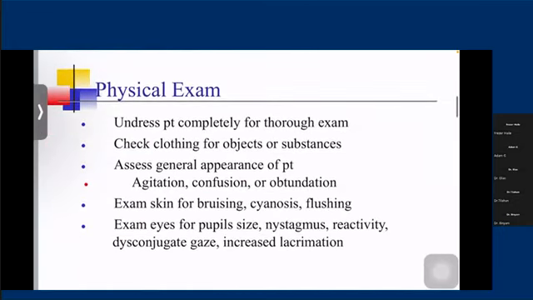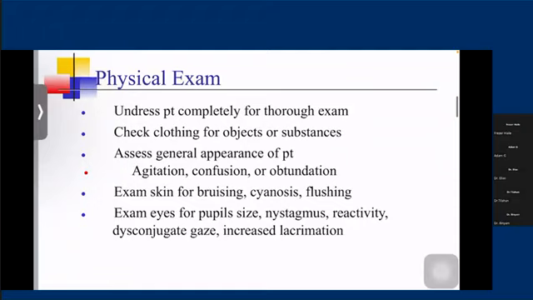Physical examination should also be done thoroughly. We need to assess the patient completely. We also have to check for any object or substance stuck to the clothes, and assess the general appearance of the patient, degree of mental status, agitation, confusion, and other conditions. Skin exam is also sometimes very important, especially as the patient can present with bruising, which suggests trauma, cyanosis, which may be because of carbon monoxide poisoning, flushing, and so on.